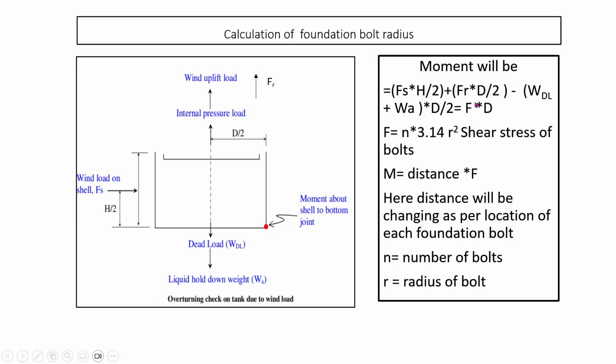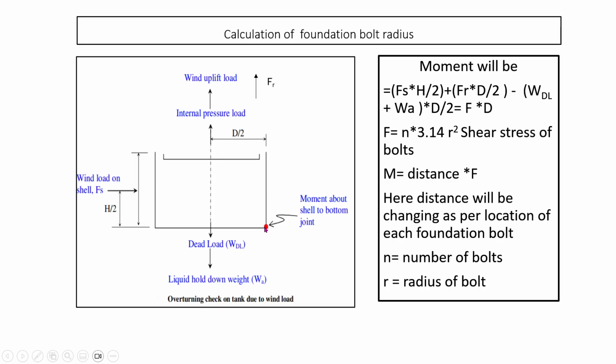So Fr into d/2, minus, here you see, the dead weight plus the liquid weight, Wd plus Wl, which moves in the anti-clockwise direction, and that is also into d/2. That is called the total moment at this point.